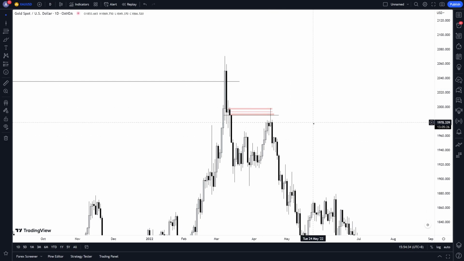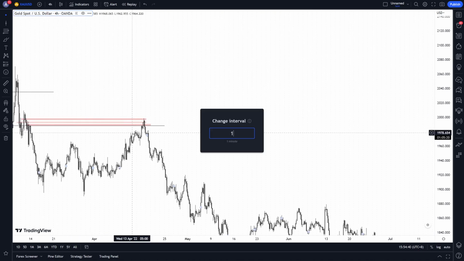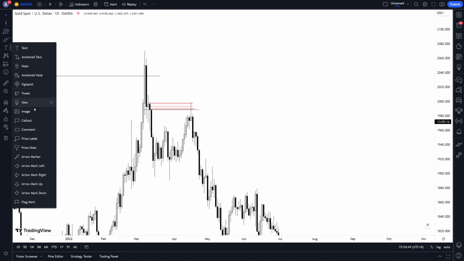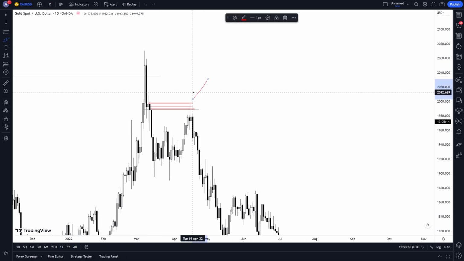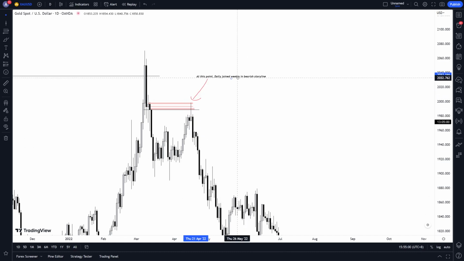After the daily rejects daily, we need to confirm the storyline, so we go to H4. And we see that H4 has itself a break. If H4 has itself a break, what does that mean? That means at this point, daily joins weekly in bearish. That's it. At this point, the daily joins the weekly in the bearish storyline.